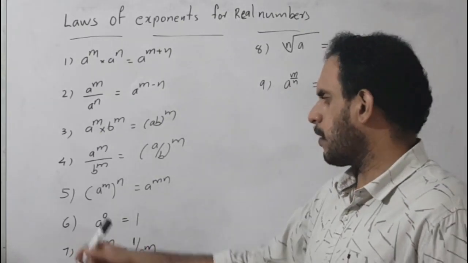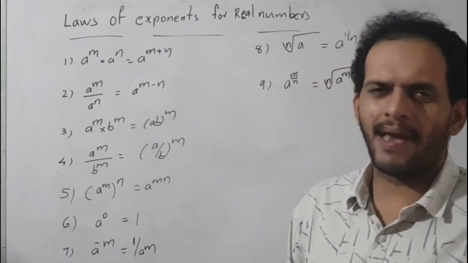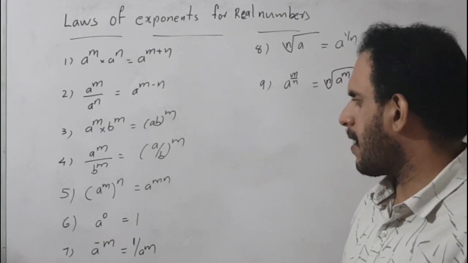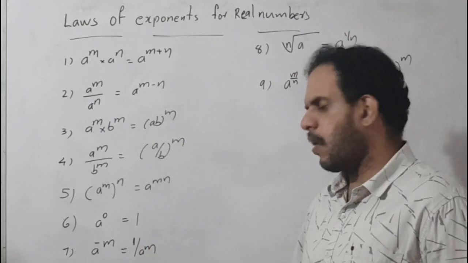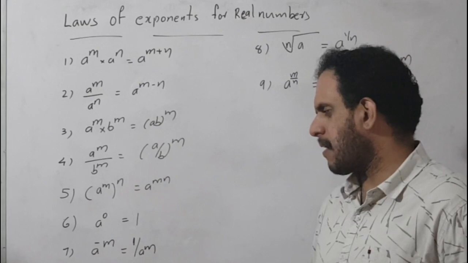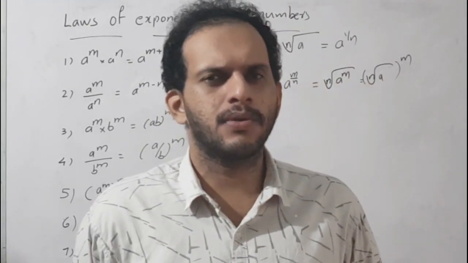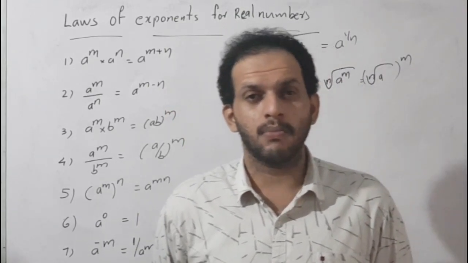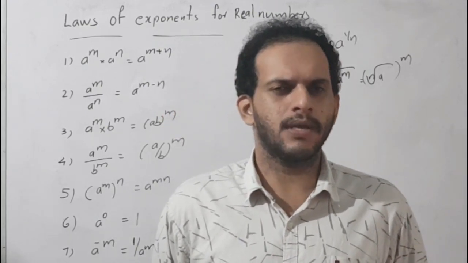The fifth law is (a^m)^n is equal to a^(mn), where mn means m into n. Then a^0 is equal to 1. And the seventh one is a^(-m) is equal to 1 by a^m, or 1 by a^m is equal to a^(-m). That much we already discussed and we know how to apply all of these.